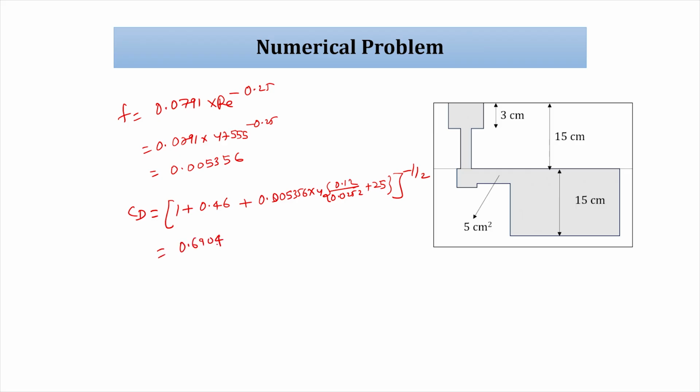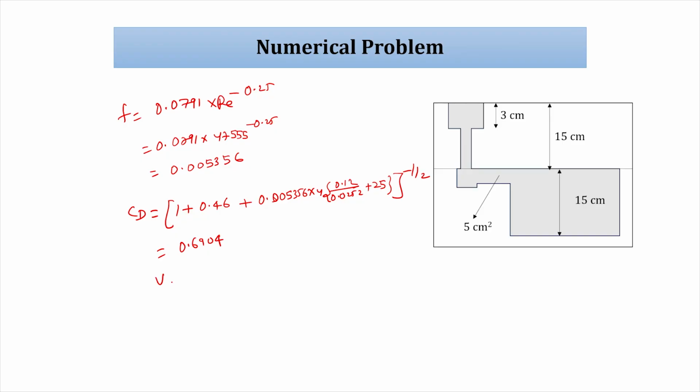And CD is coming 0.6904. So, in the last case what was CD? It was 0.7, now it is coming 0.69. We have to check how close it is, whether CD is changing with iteration or not. So, we have to do the next iteration. V average will be 0.6904 into 1.716 equal to 1.18 meter per second, okay.